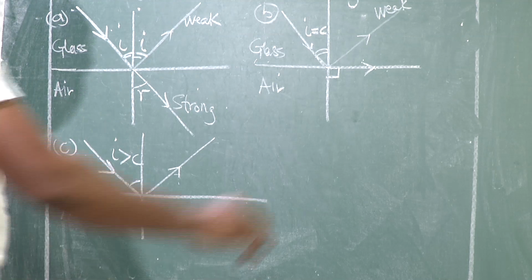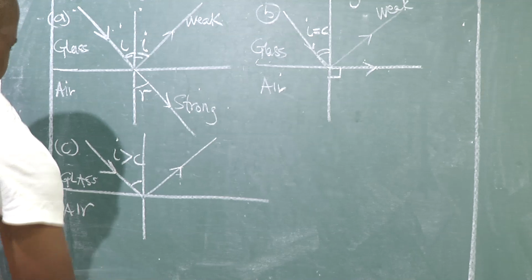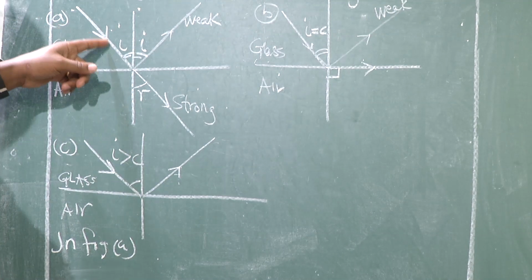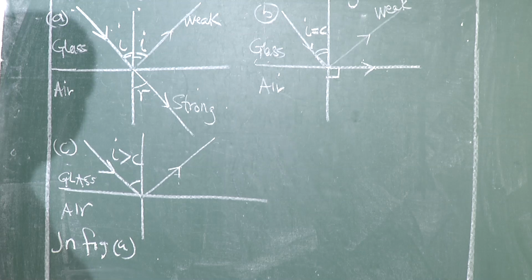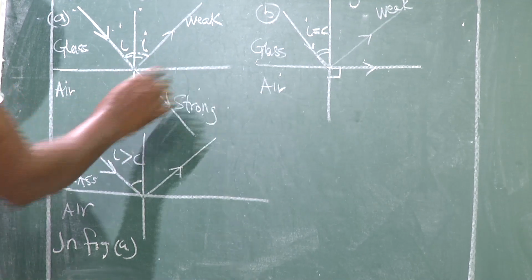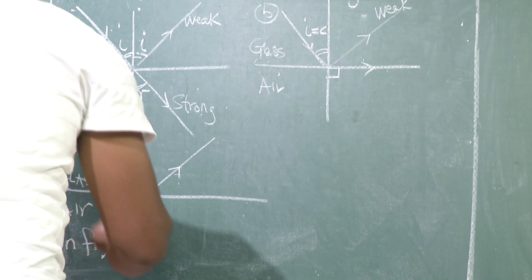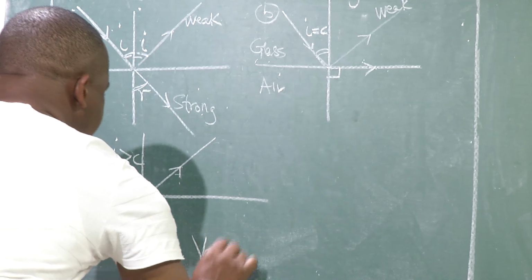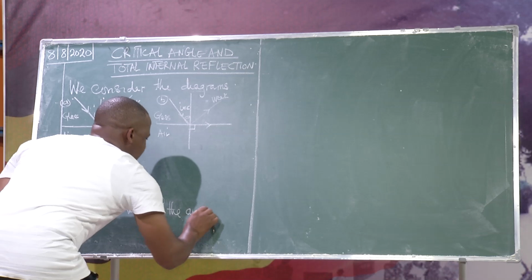I'll put a sentence or two to illustrate what is happening, but I want to mention that summarily, in figure 1, which I've called figure A, the incident ray comes in at an angle I. It is reflected with a weak refracted ray, and the reflected ray is a strong reflected ray making an angle of reflection r. So in figure 1, we are saying that the value of the angle of incidence is small.